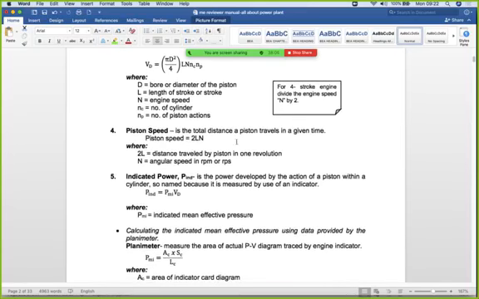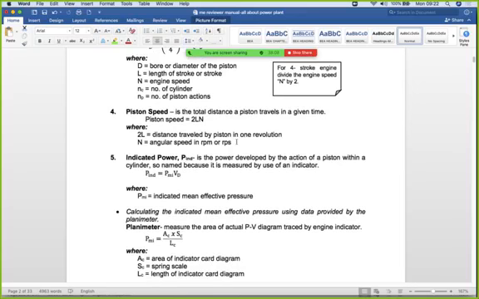The piston speed is 2L times N, where 2L is the distance traveled by the piston in one revolution, and N is the angular speed in RPM.